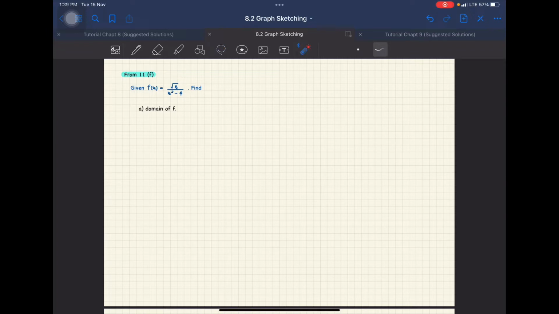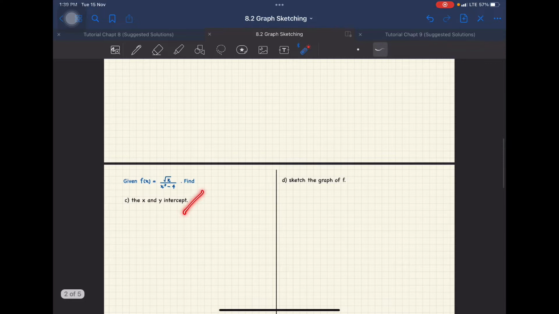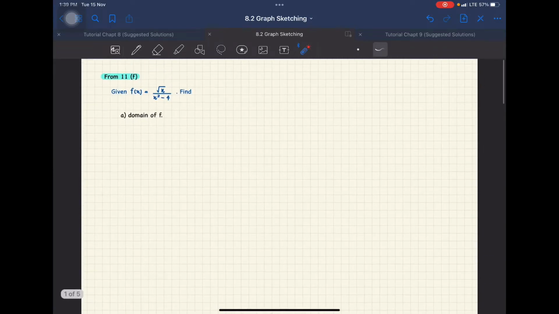So the first one, you need to find the domain of F. And then the second one, you need to find the vertical and horizontal asymptote, and then find the x and y intercept. Lastly, baru kita sketch the graph of F. Okay, so normally this is how the question will be in PSPM. So dia tak akan minta awak directly sketch the graph. Kebiasaannya dia memang akan minta kita buat one by one lah. So yang the first one cari domain, and then the second one cari vertical and horizontal asymptote, and then barulah kita sketch graph tu.